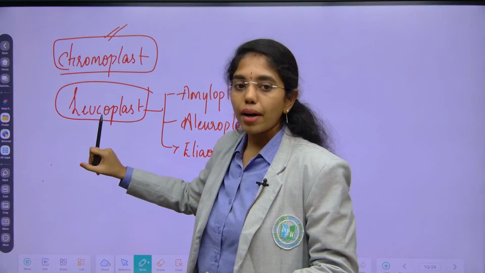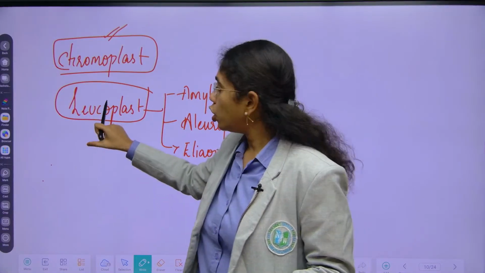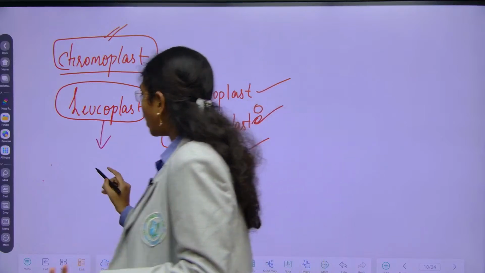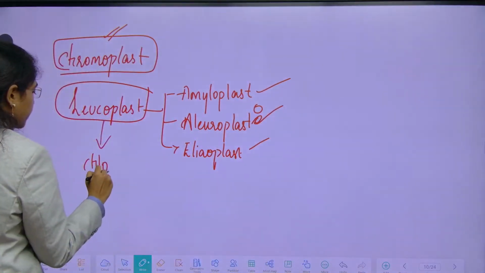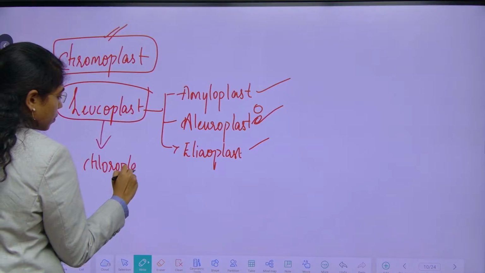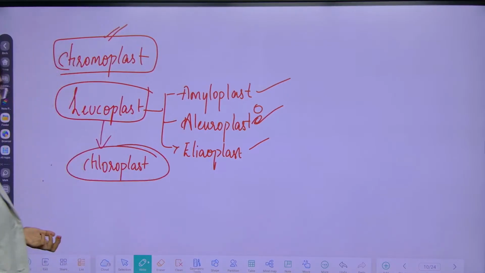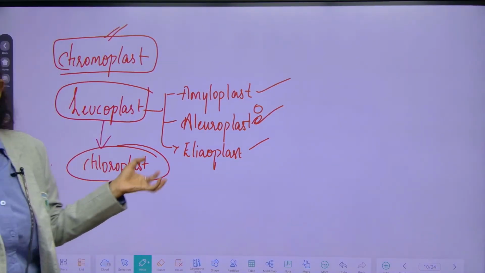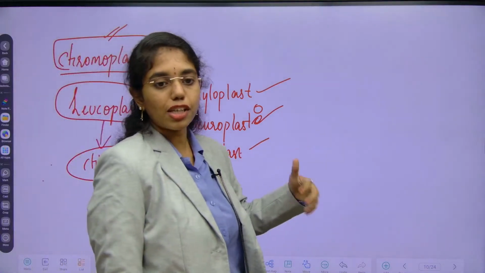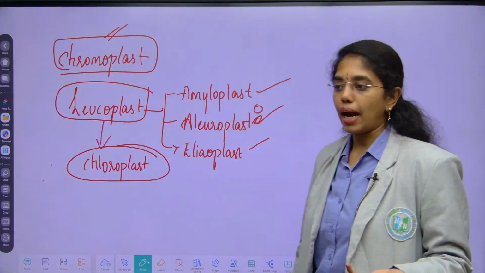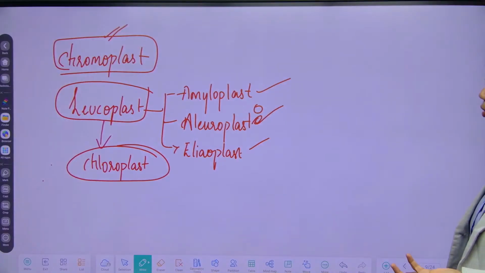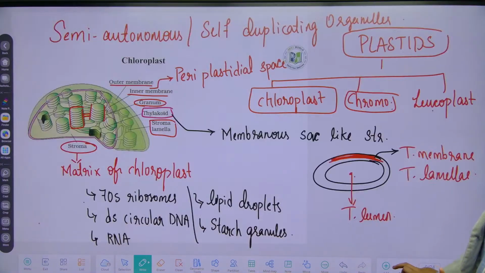Based on the requirement or necessity of the cells, leucoplast can convert to chloroplast again. Interconversion is possible. Leucoplast can be interconverted to chloroplast based on the necessity of the plant. Now let us look into the chloroplast sites of the reactions.